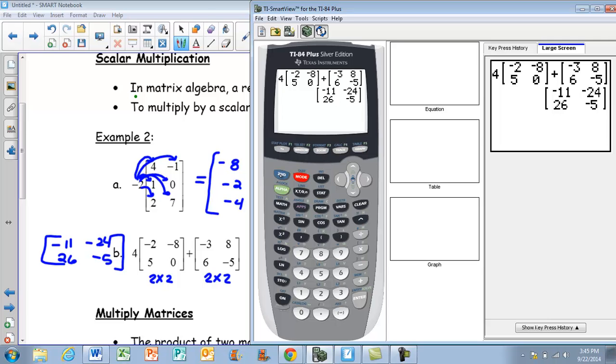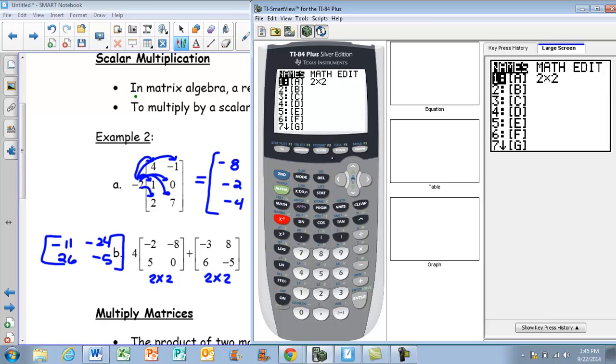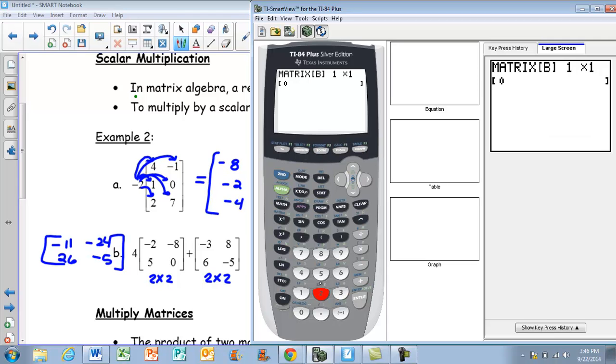The next thing I need to do is go back into that matrix window. So second, and then that inverse button. The next thing we're going to do is still go to edit, and we're going to edit that second one, so matrix B. Again, we're going to go 2 by 2 and enter in the information for that second matrix, so -3, 8, 6, and -5.